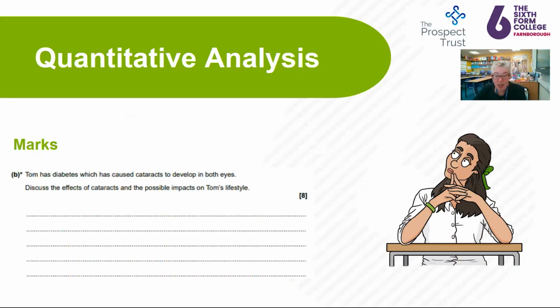So here's a question here, January 2024, question 1B. Tom has diabetes, which has caused cataracts to develop in both eyes. Discuss the effects of cataracts and possible impacts on Tom's lifestyle. So this is again a two-part question. So 2 effects, 2 impacts, which makes 4, if you're discussing it in detail in order to move up to the level 3 response. Points, again, we've got 8 marks, so 4 marks assigned for effects and 4 marks assigned for impacts.